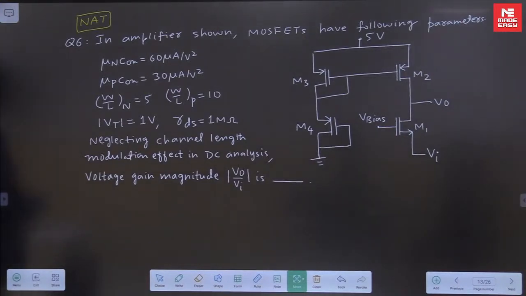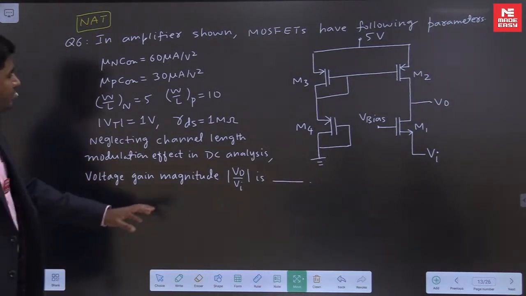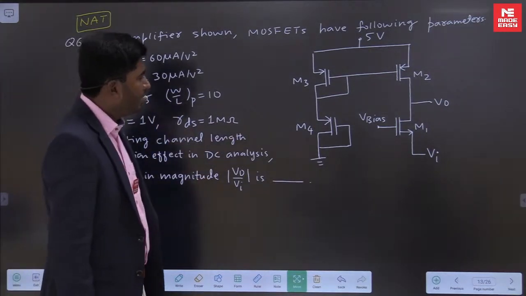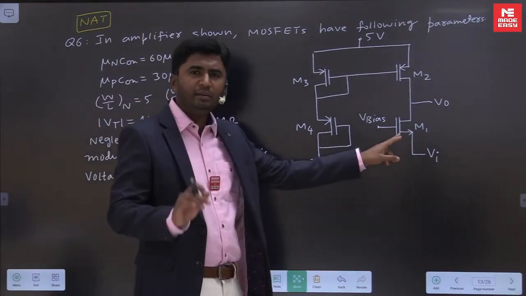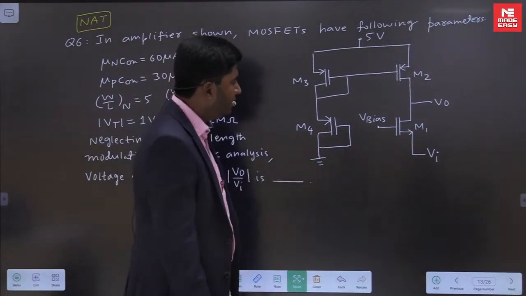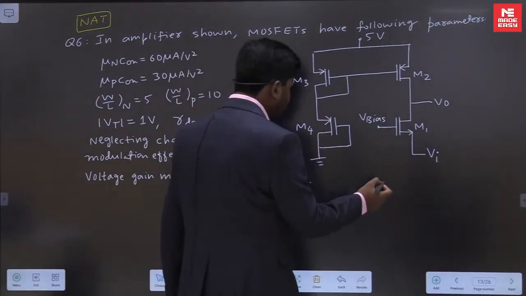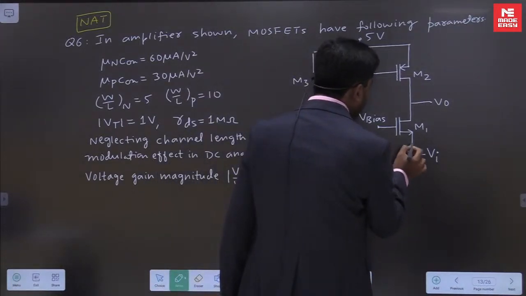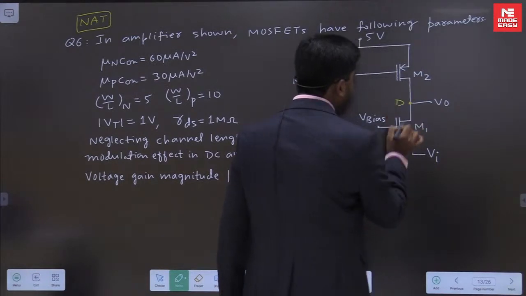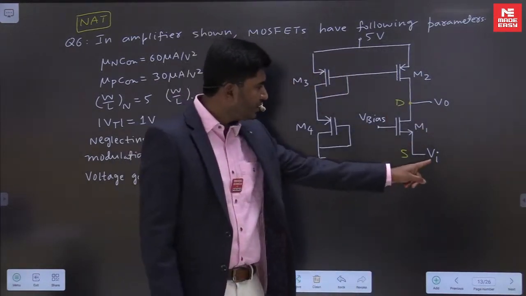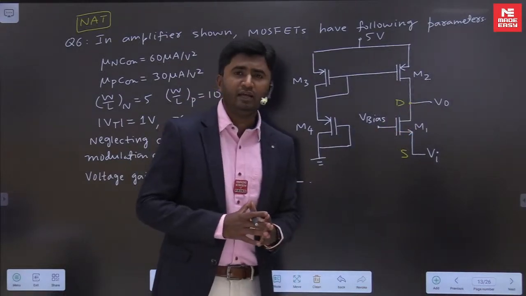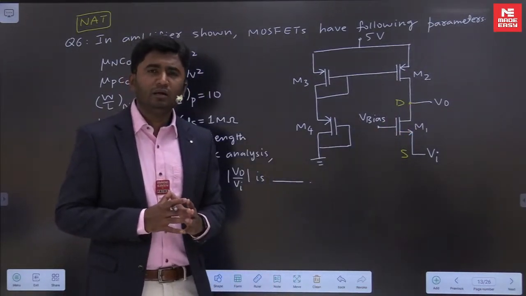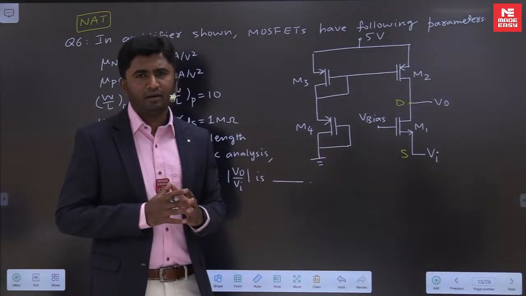Now if you look at the circuit here, in the given circuit, that MOSFET M1 will act like an amplifier. Input is applied at the source terminal, and output is taken from the drain. So in that way, M1 is nothing but a common gate amplifier.